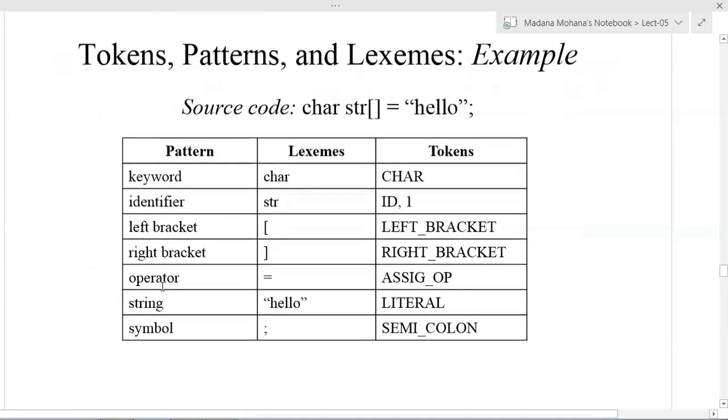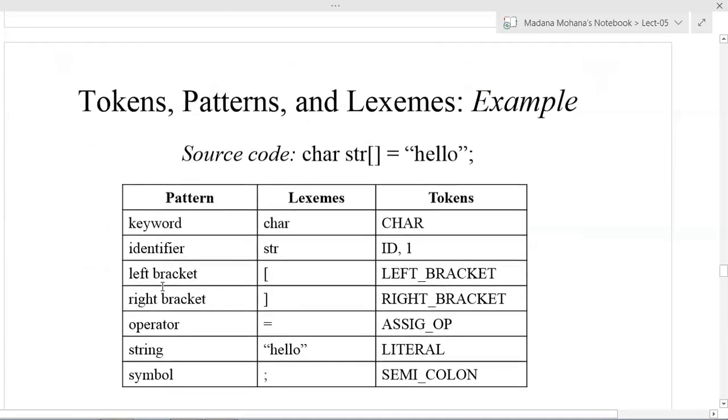Now let us see one example. The source code or input program is given like this: char str, which is defined as an array type, then equal to hello. Hello is the string, which is represented within double quotes. Then it ends with the delimiter, that is semicolon. Here char is a data type, then str is the name of the variable or identifier, then with array brackets, then equal.